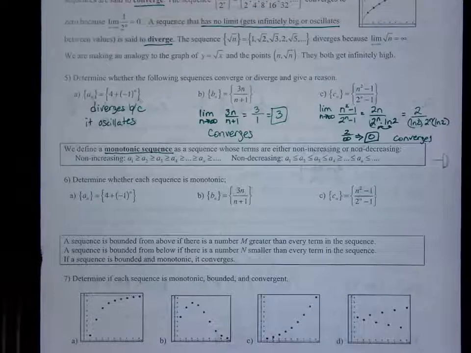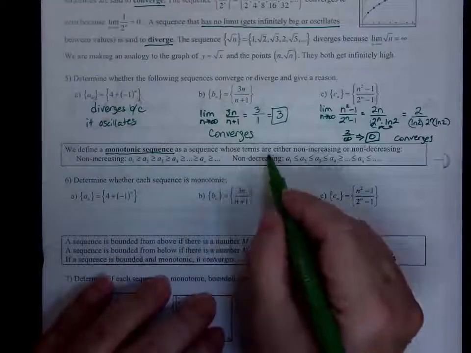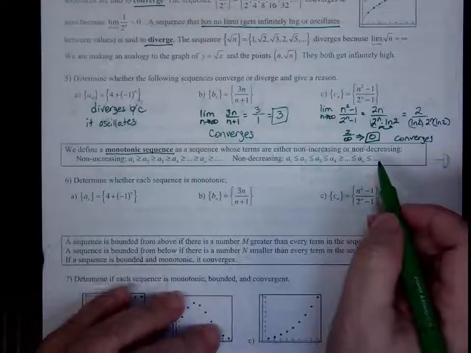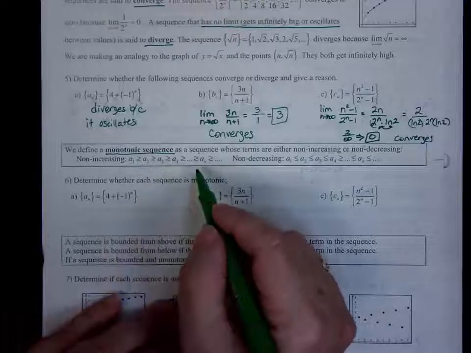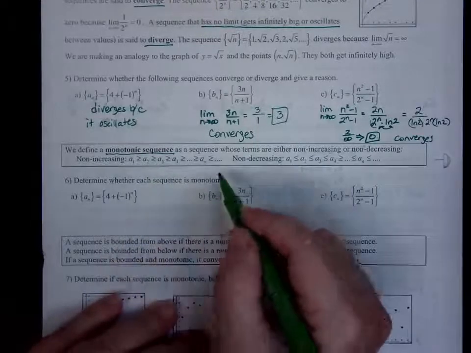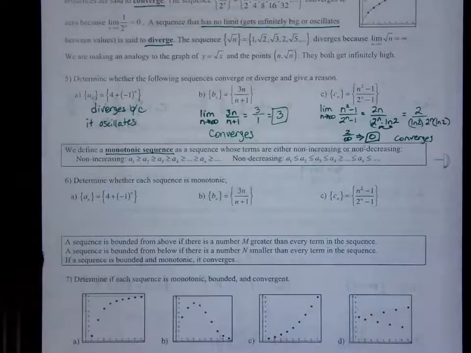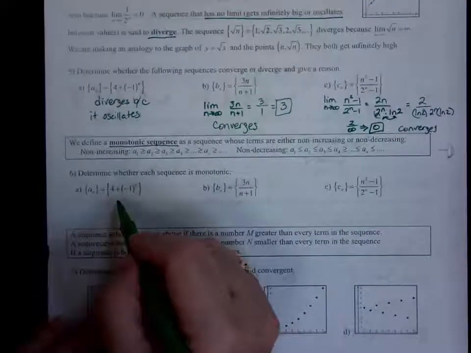A monotonic sequence is a sequence whose terms are either non-increasing or non-decreasing. Basically that means they're always going up. This is a very loose definition. They're either always going up or always going down, but they can stay the same for two terms side by side. So it either continues to rise, or it levels off and then rises again, or it constantly falls. That's what monotonic means.